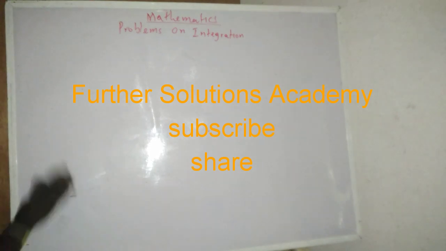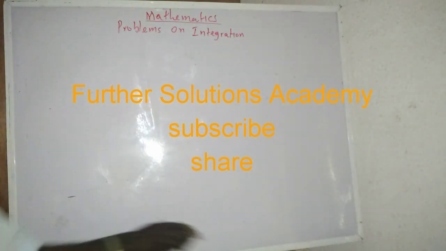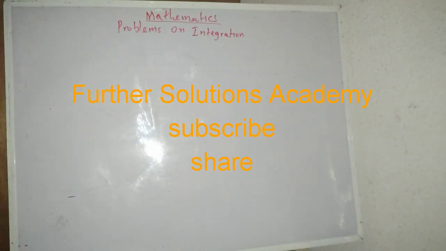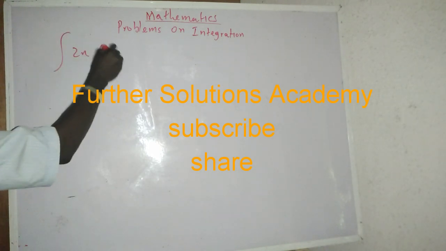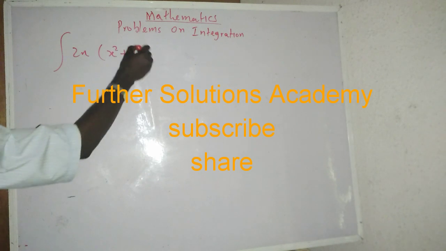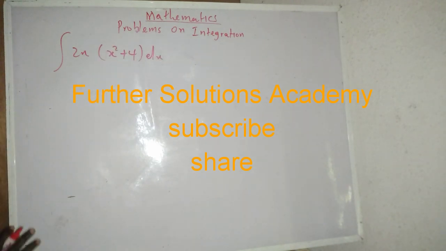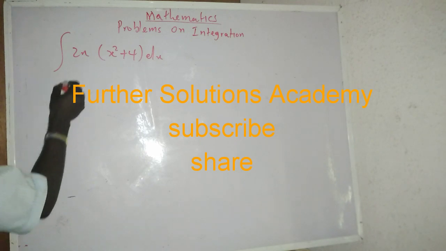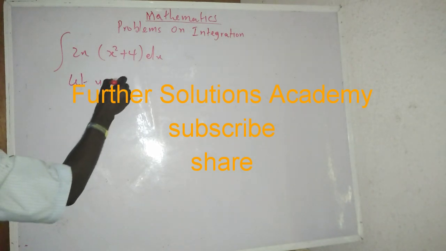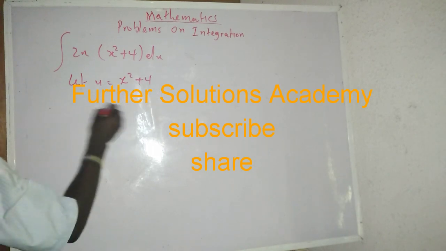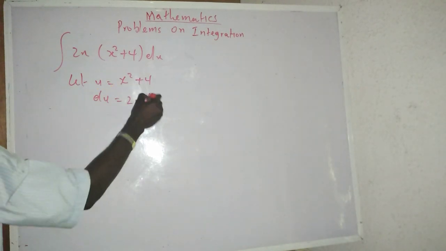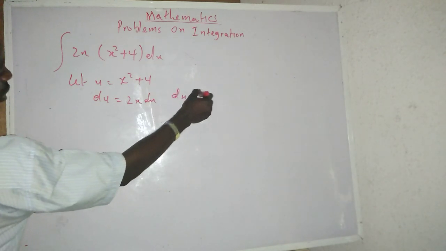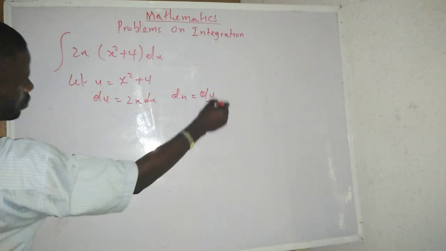Now, I have a lot of problems here to solve with you. The first one: if I have the integral of 2x times (x squared plus 4) dx, how do I solve this type of problem? What I will just do is let u equal x squared plus 4, so du equals 2x dx, and my dx equals du all over 2x.